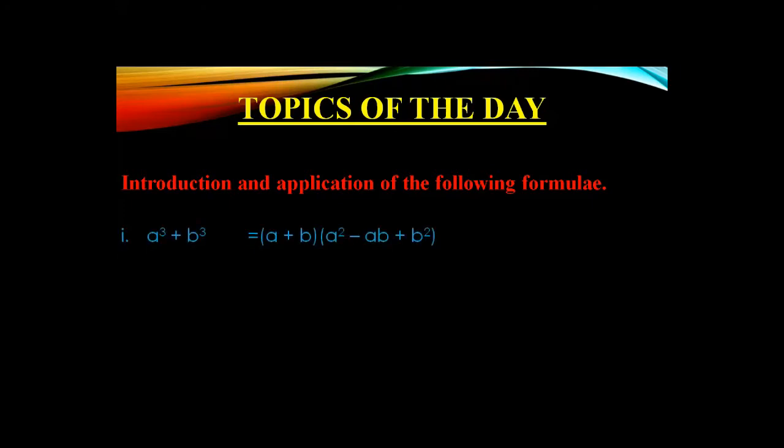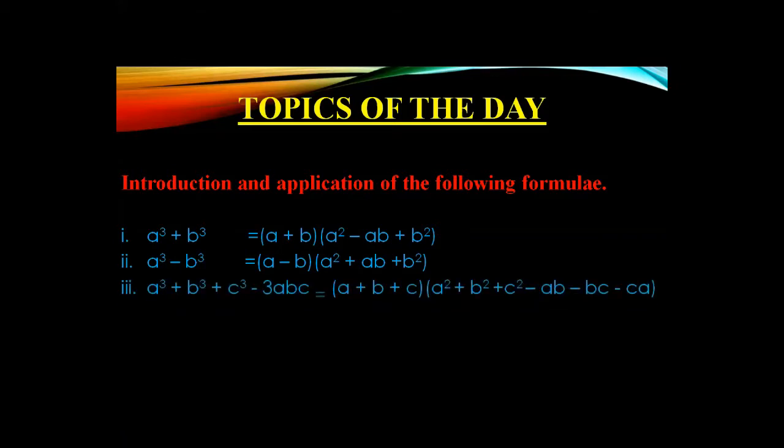This is formula number 1 which we are going to use in this class, that is a cube plus b cube is equal to (a plus b)(a square minus ab plus b square). Today we will discuss the factors of the expression of the type a cube plus b cube and a cube minus b cube. And a cube minus b cube is equal to (a minus b)(a square plus ab plus b square). So these are the two formulas which we are going to apply on exercise 5.4.